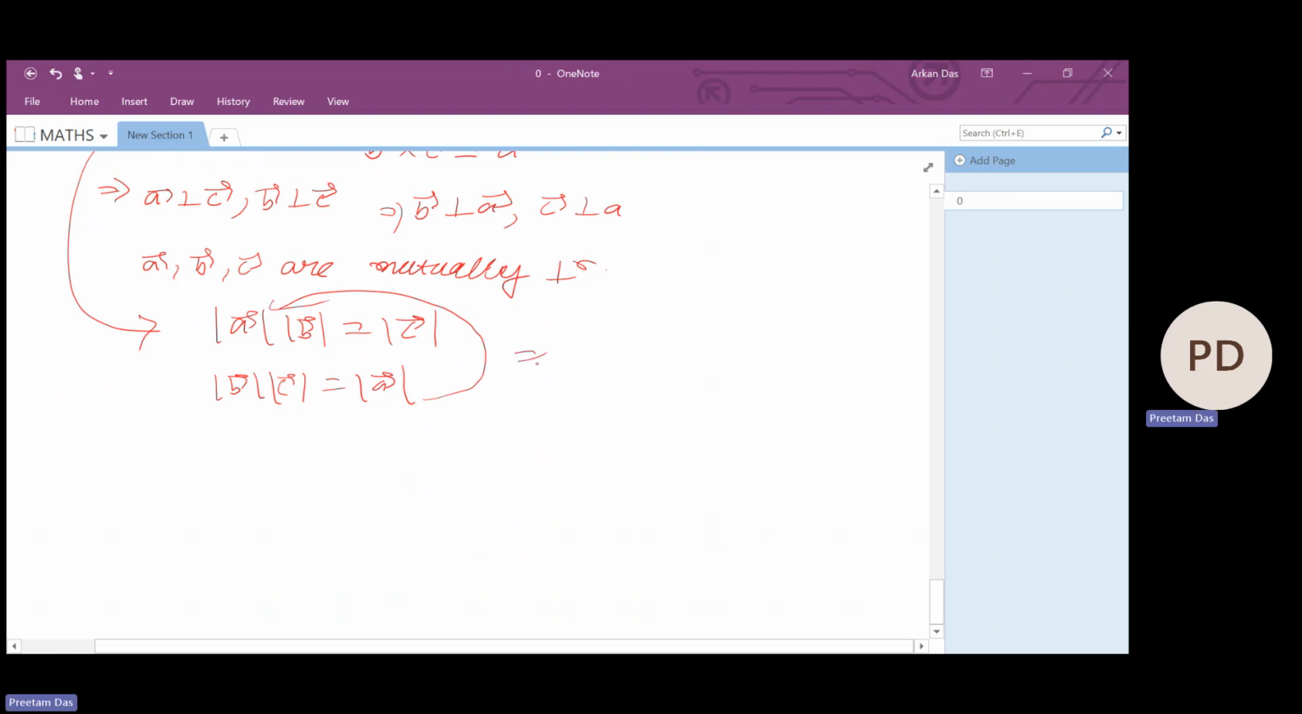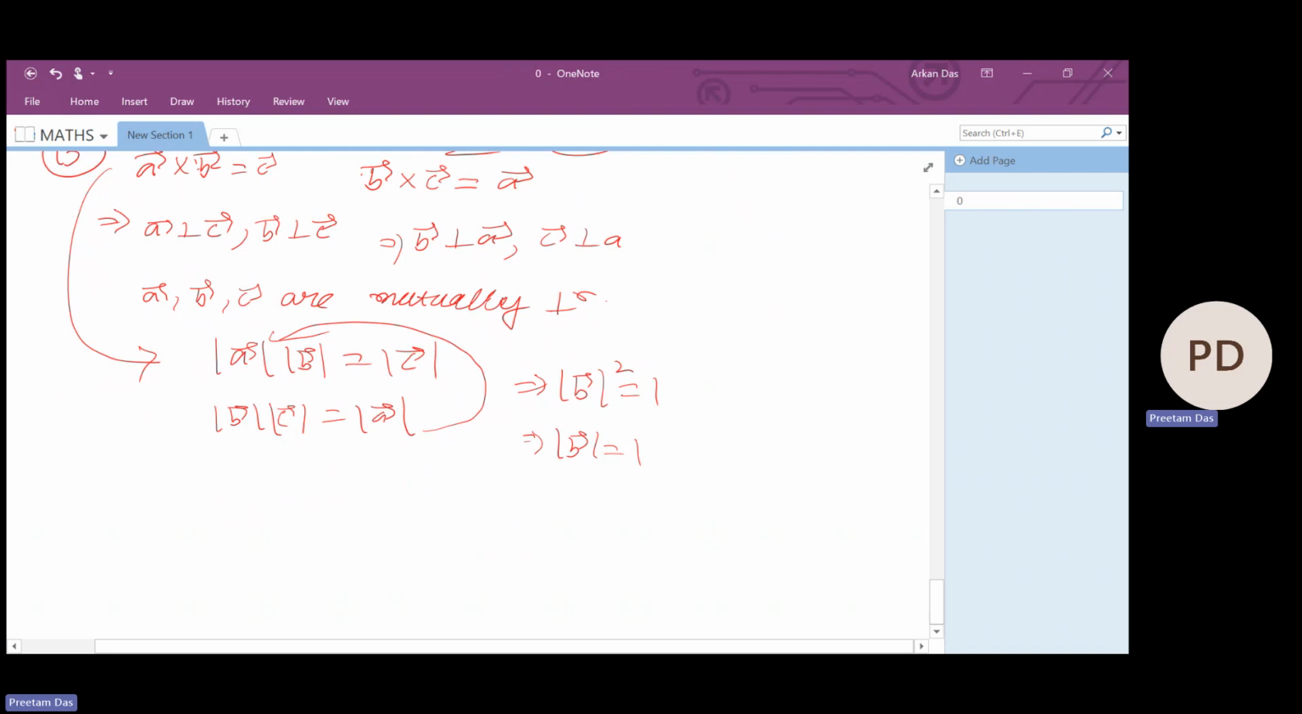So what are you supposed to get? You will get mod B square will be 1. So mod B is nothing but 1. So which option? I think there is only one option, which is mod B equal to 1. So we know that option D is correct, but let us also see how mod C will be equal to mod A. If you put this mod B equal to 1 again back in this, you will get mod A equal to mod C. So the option will be option D.